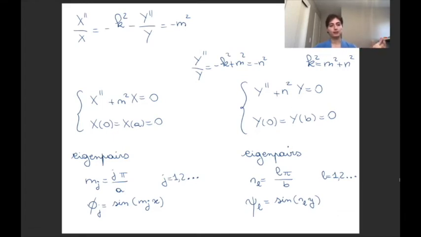So now I have the eigenpairs for x, that is m_j, where m_j is equal to jπ divided by a, and j spans the natural numbers, so 1, 2, and so forth. And φ_j equals sin(m_j x). While the eigenpairs for y are fairly similar, they're different things. So even though they look the same, they're different things. We have n_l, that is defined as lπ divided by b, and ψ_l is equal to sin(n_l y).